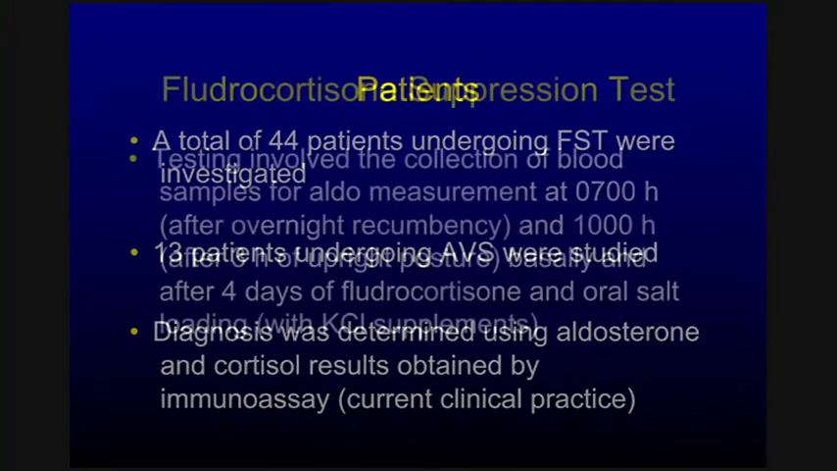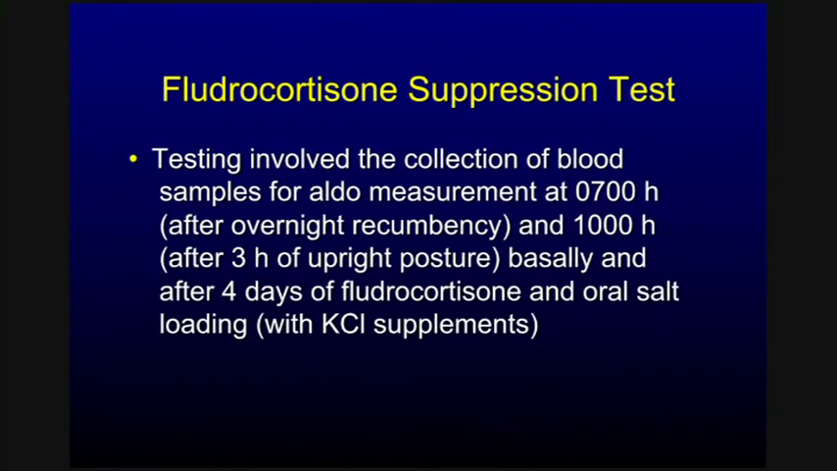And in all these patients, the diagnosis that was arrived at clinically was obtained using immunoassay, which is our current clinical practice. With the fludrocortisone suppression test, this involves the collection of blood samples for aldosterone measurement at 7 o'clock after overnight recumbency, and again at 10 o'clock, that should be after 3 hours of upright posture, basally, and then again after 4 days of fludrocortisone and oral salt loading. And of course, we have to give potassium supplements to keep these patients normokalemic.